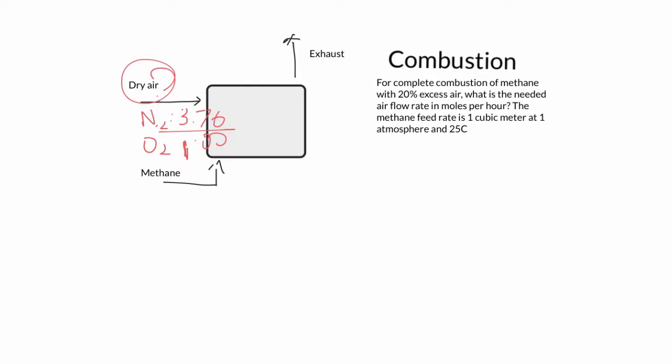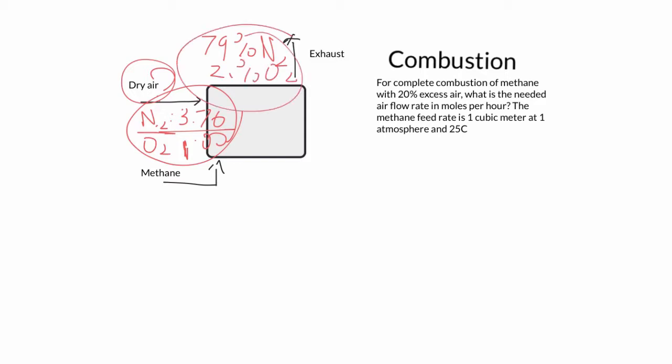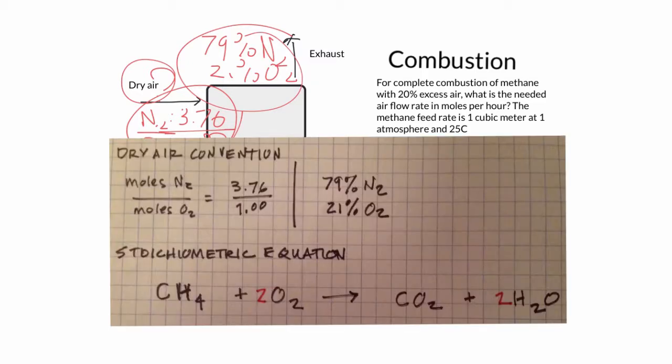So dry air, we say that it has nothing else. We don't actually account for the argon and the CO2 that's also in air. These are just the generic numbers we use. Another way of expressing that is 79% nitrogen and 21% oxygen. In this class, we'll use this as a convention for dry air. So the stoichiometric equation is here, and I have confidence that you can balance this. Here's our dry air convention.